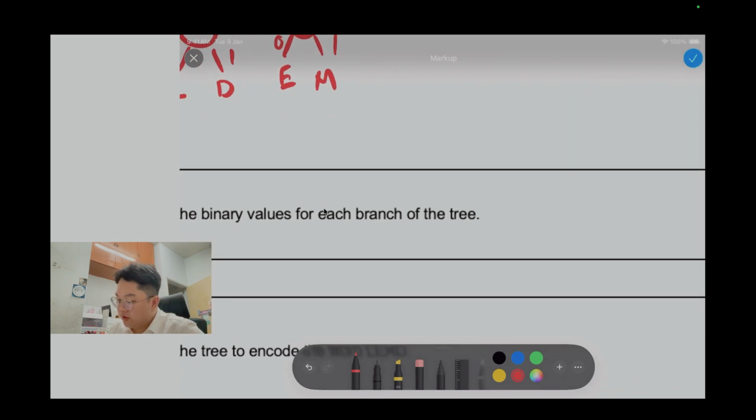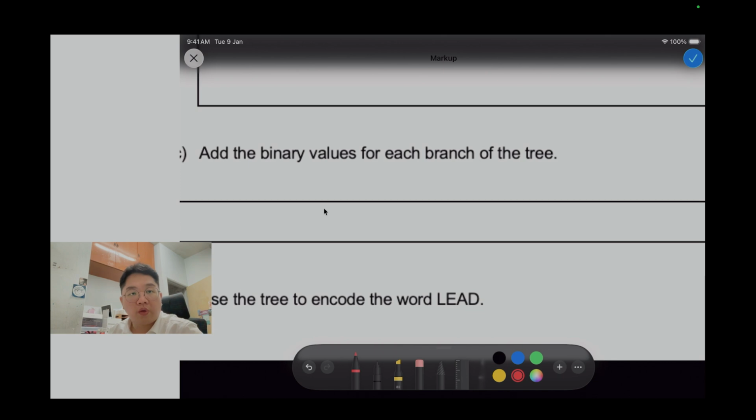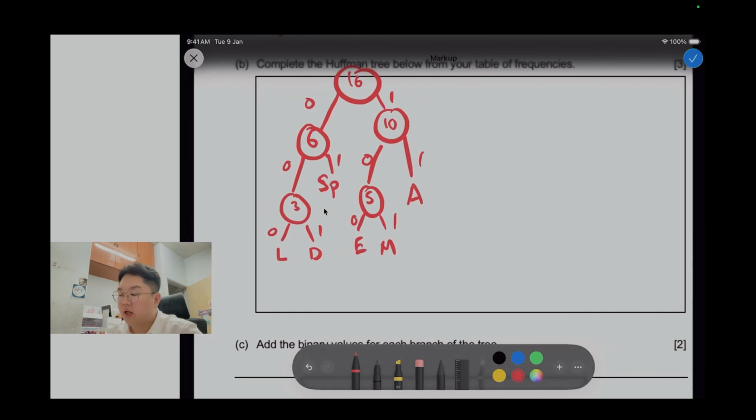So there is a question right at the bottom. What is the encoded compressed form for LEAD, which means what is the binary encoding for it when this Huffman tree is created? So let me just write LEAD right over here, and we can then start with one letter.